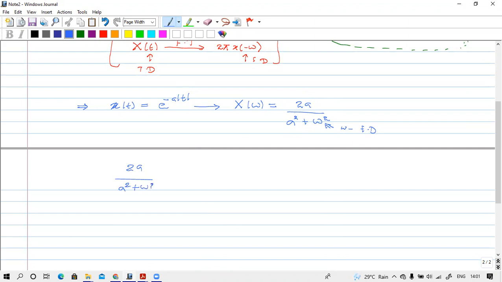If we are asked to find the inverse Fourier transform of 2a over a square plus omega square, this omega signal, what is the answer?